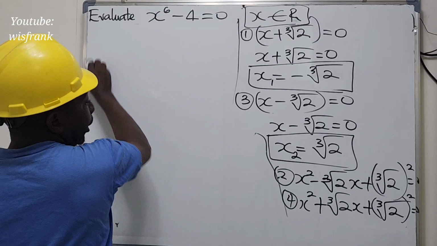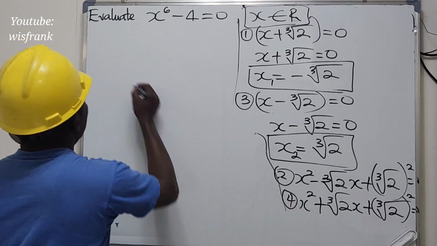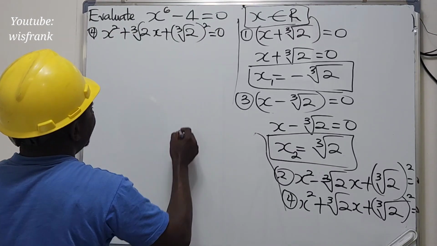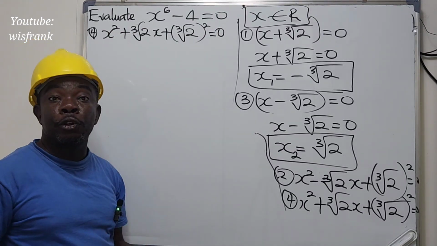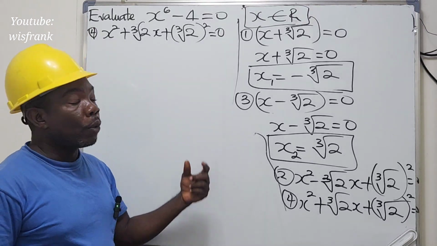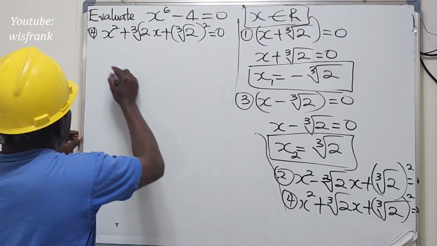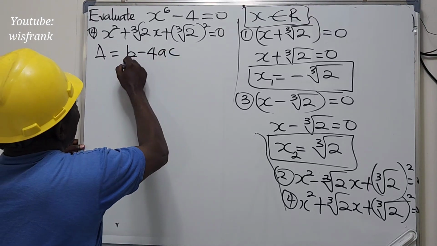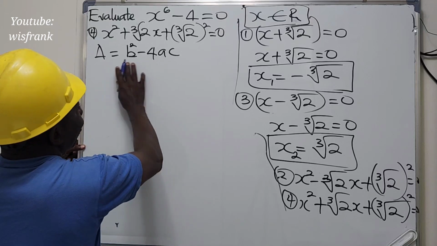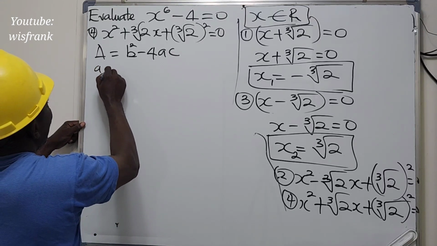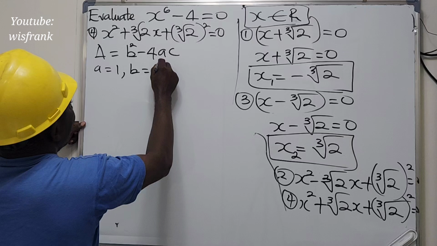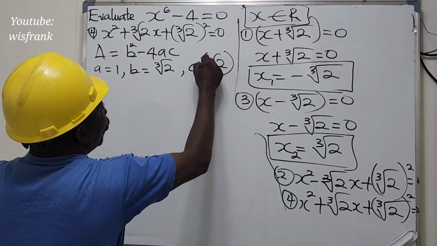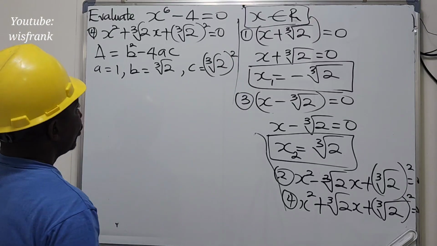Before we do that, we need to clean this. So in this fourth one, where we have x to the power of 2 equals to 0, we are going to use the discriminant formula for us to see whether this has a complex number. So here our discriminant formula is b to the power of 2 minus 4ac. So in this case, our a equals 1 and our b equals cube root of 2. Then our c equals cube root of 2 to the power of 2. So this is what we have.